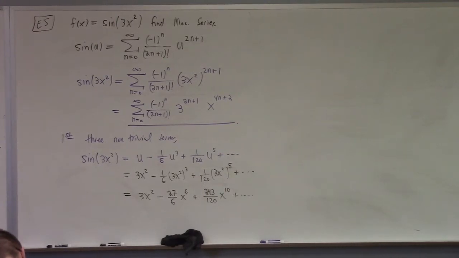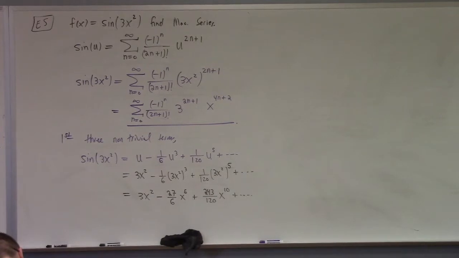Is this another way to find the series, or are we using the information given to us? We are using the known Maclaurin series to derive the Maclaurin series for this function. We're using the known Maclaurin series for sine. This technique I call substitution.